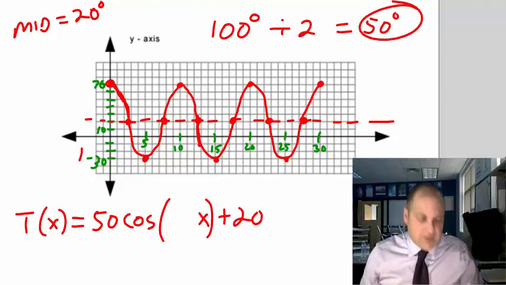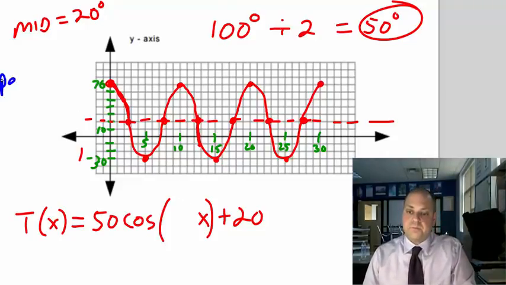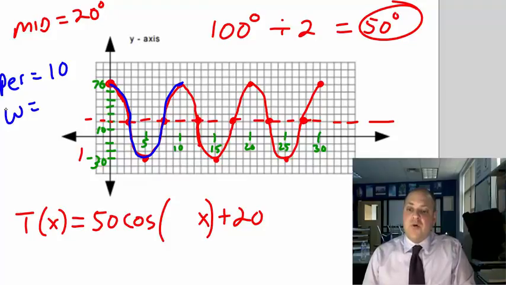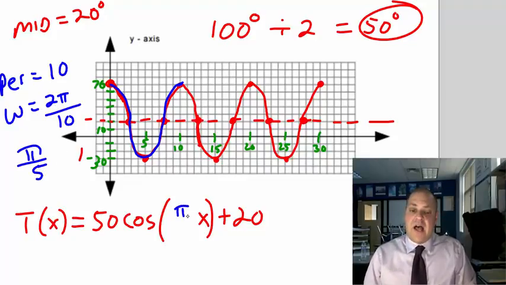Now, the only thing we did not figure out is the W value. So the period is a full cycle, so the period is 10. There's one full cycle. It takes 10 minutes to make the full cycle. If the period is 10, W is 2 pi over the period, 2 pi over 10. I could put 2 pi over 10 in there, but I know 2 over 10 reduces to 1 over 5, so this is pi over 5. So 50 cos pi over 5 x plus 20, and that is it.